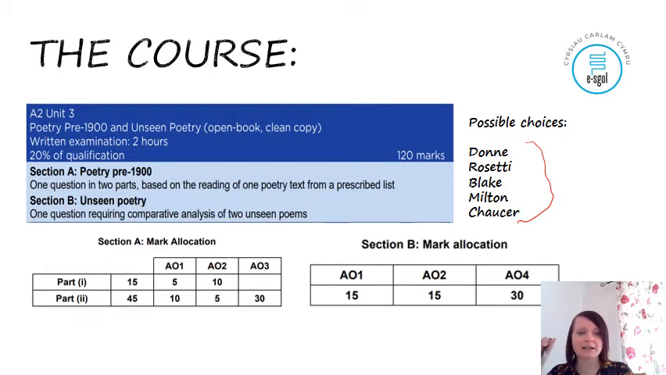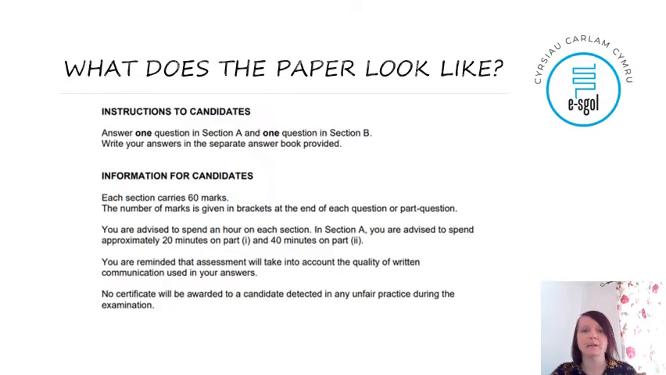As you can see, in Section A there's no allocation to the comparisons or the comparative analysis. However, here in Section B, you can see the weighting of the AO4, which is the connections, is double weighted, so your 30 marks is there. Like I said, we're going to be looking more at the unseen today.